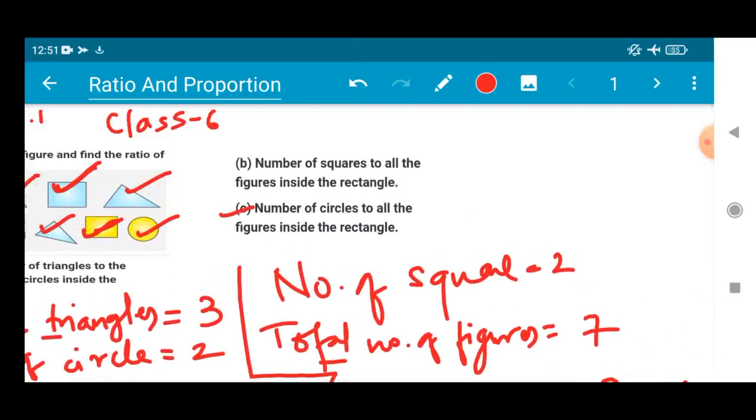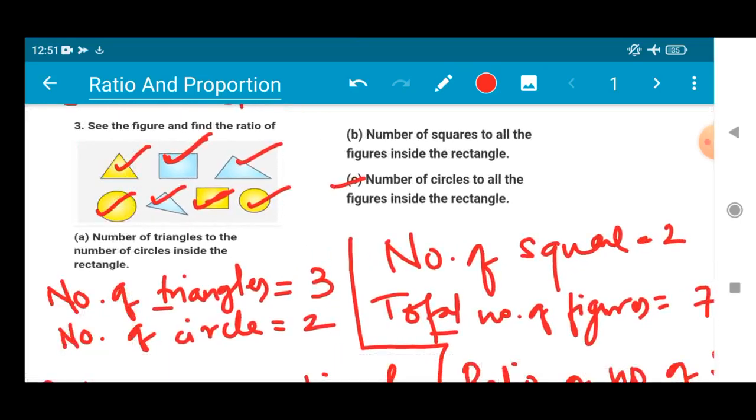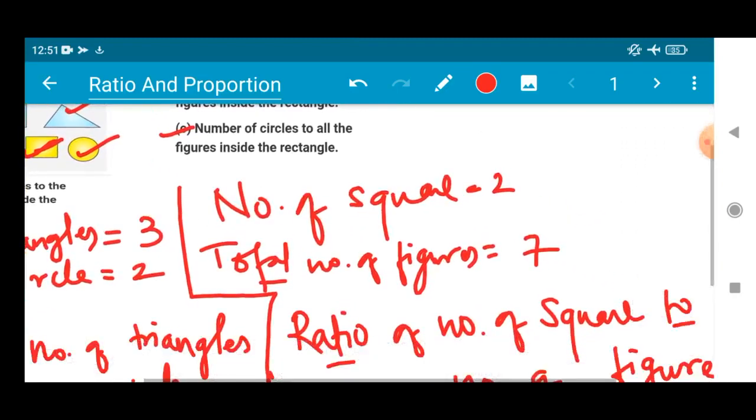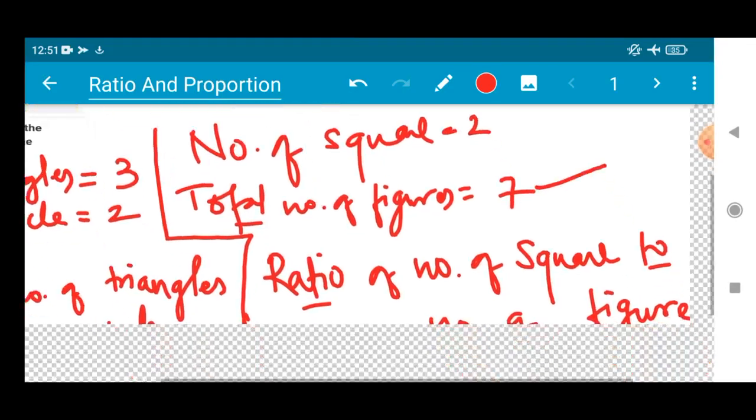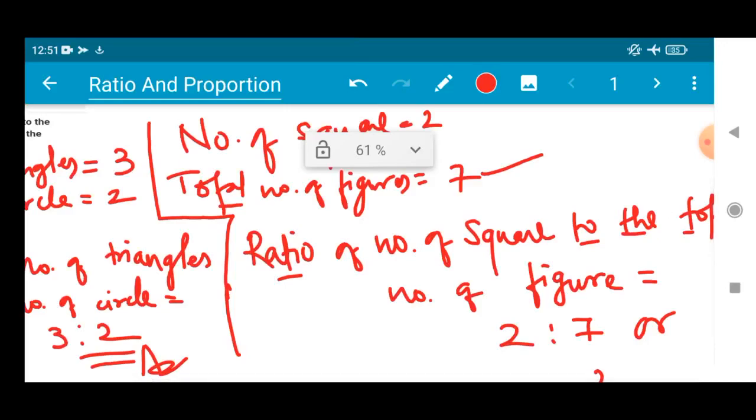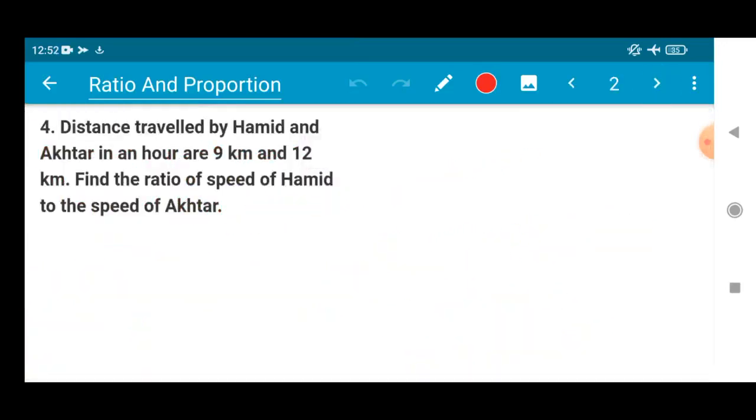Now next, number C, number of circles. How many circles are there? 2, to all the figures inside the rectangle. Okay, this can be done because total number of figures inside the rectangle we know there are 7, and number of circles is 2. So I guess you got the answer. Alright, now that will be done by yourself.